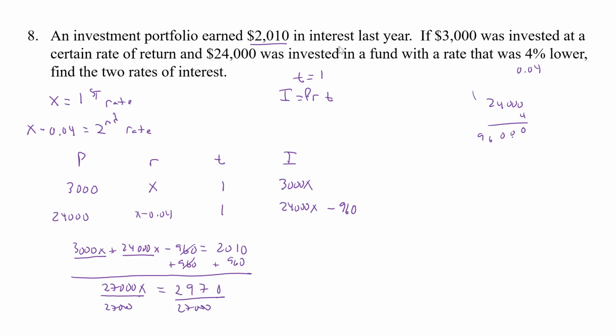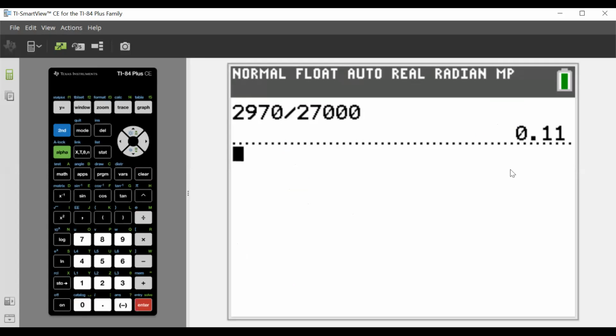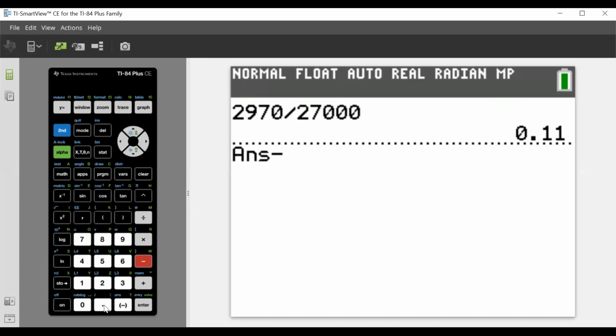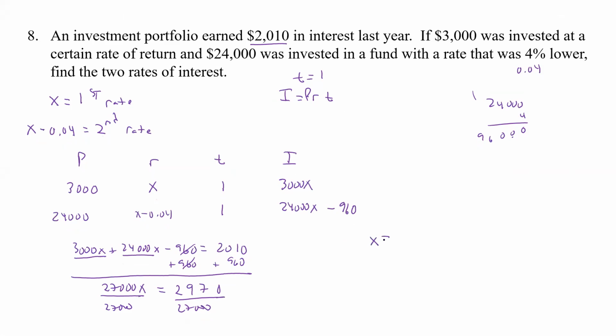And so that's another good use for a calculator. So let's do that. So we had 2970 divided by 27,000, and we get 11% interest for that one. And we can go ahead and subtract off that 0.04 to get the second one. So we have 11 and 7, but we should have known that already. So X was equal to 0.11 or 11%. And X minus 0.04 was equal to 0.07 or 7%.